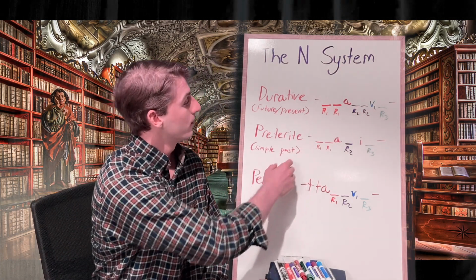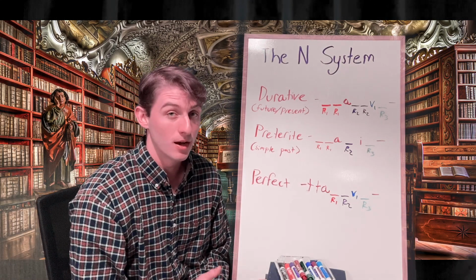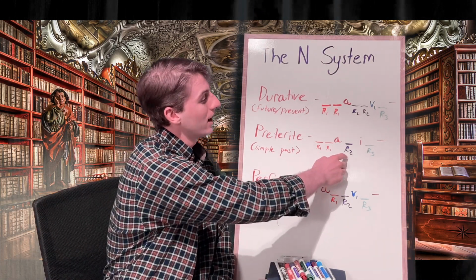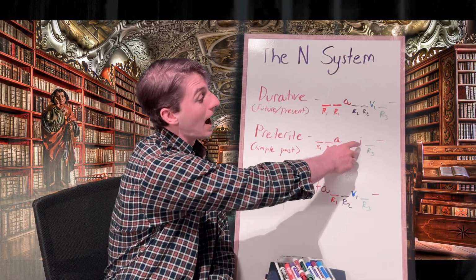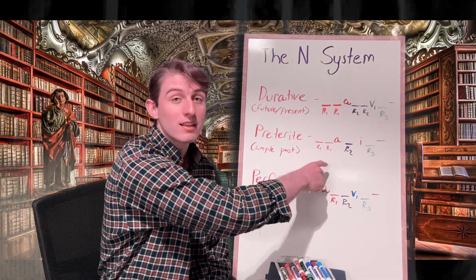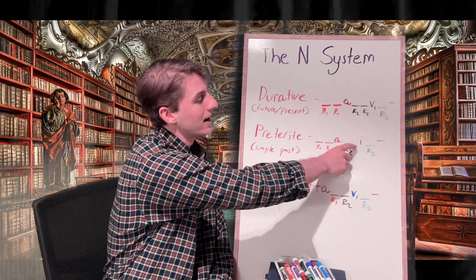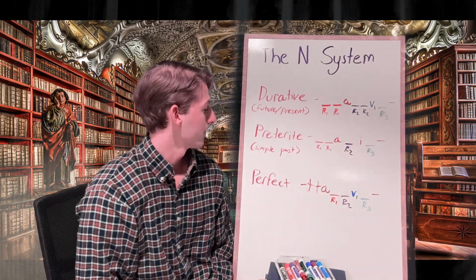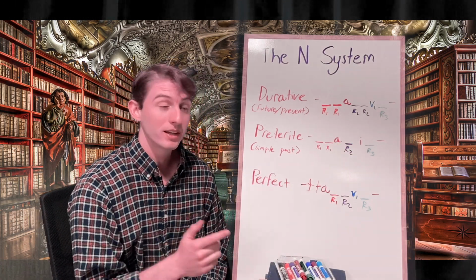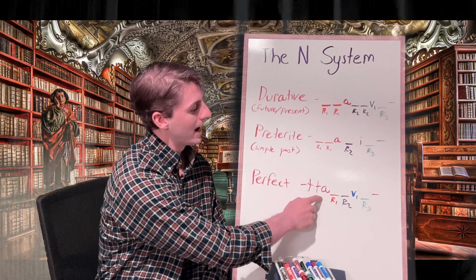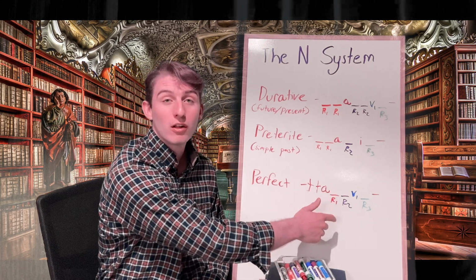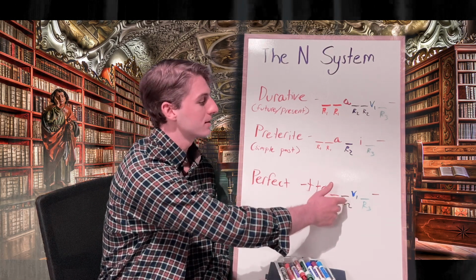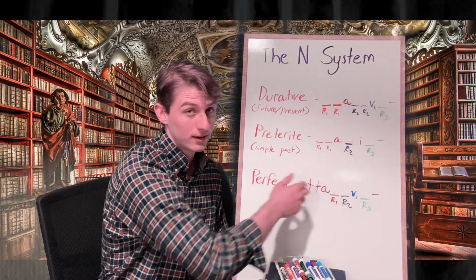In the preterite, we again see the first root letter is doubled. We have an A, then we have our second root letter, an I, and it's important to note that this is not a thematic vowel, but is always an I in the preterite of the N system, followed by our third root letter. Then in the perfect, we see a doubling of the perfect T, an A, our first root letter immediately followed by our second root letter, our first thematic vowel, and our third root letter.